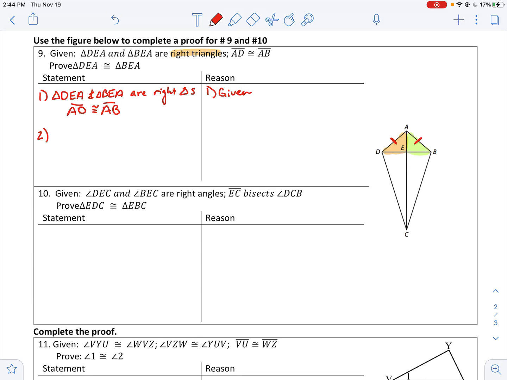All right, now we always look for our reflexive properties and our vertical angles here. I see some vertical angles, but I don't know how much that helps me because I don't have any other vertical angles. So I'm going to hold off on those. And in these triangles, I see reflexive sides. So remember, we always look for vertical angles, reflexive sides next. AE is congruent to AE by the reflexive property.